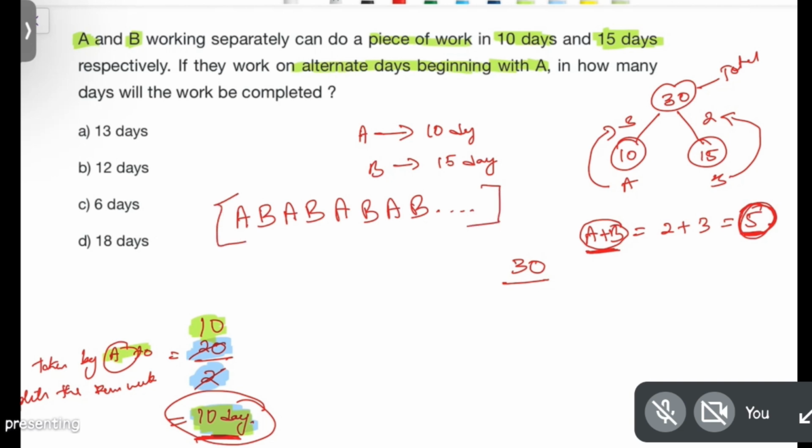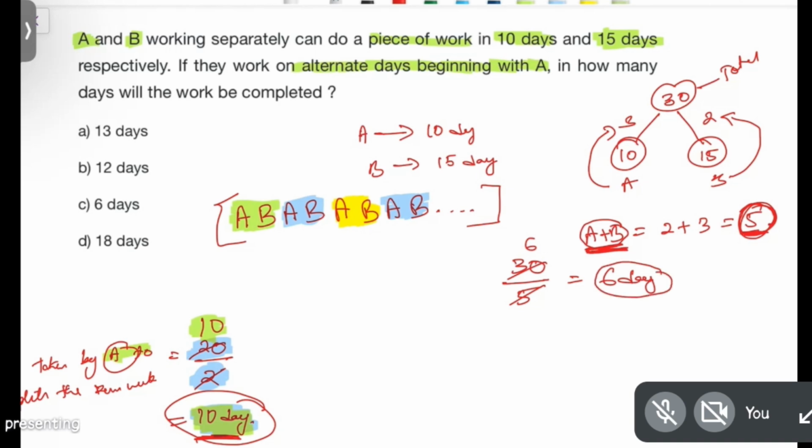So why am I taking A and B together? I am taking A and B together because I am taking 2 days together. A and B together means 2 days, and another 2 days, and another 2 days. So when I'm taking A and B together, I'm talking about 2 days. In 2 days they are finishing 5 pieces of work. So if they are doing 5 pieces of work, then they will take 6, which means 6 days according to this.